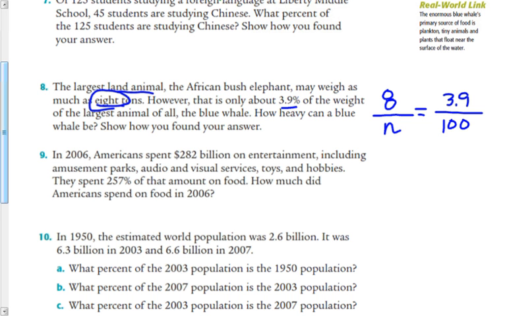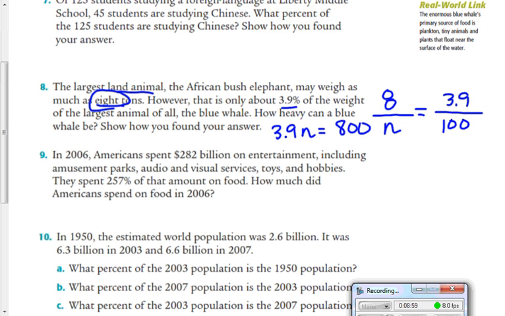And so now we're going to do 3.9 times n using cross products equals 800. So we're going to have to do 800 divided by 3.9. And that comes out to about 205 tons. That's how much a blue whale weighs.